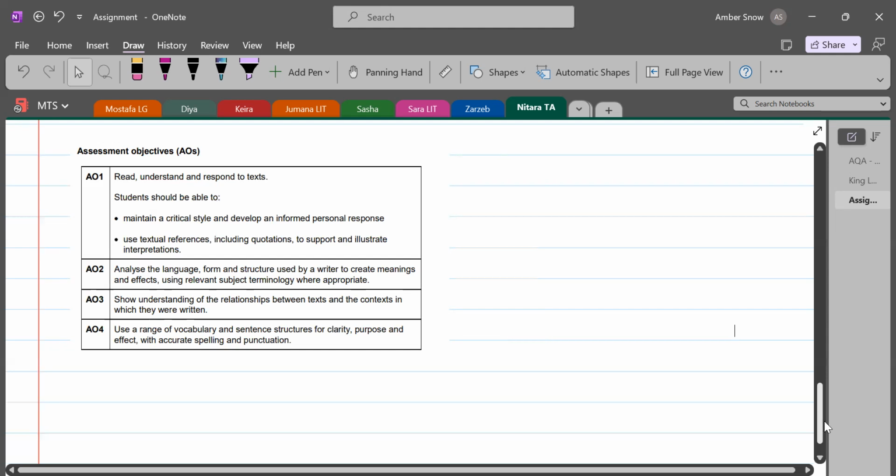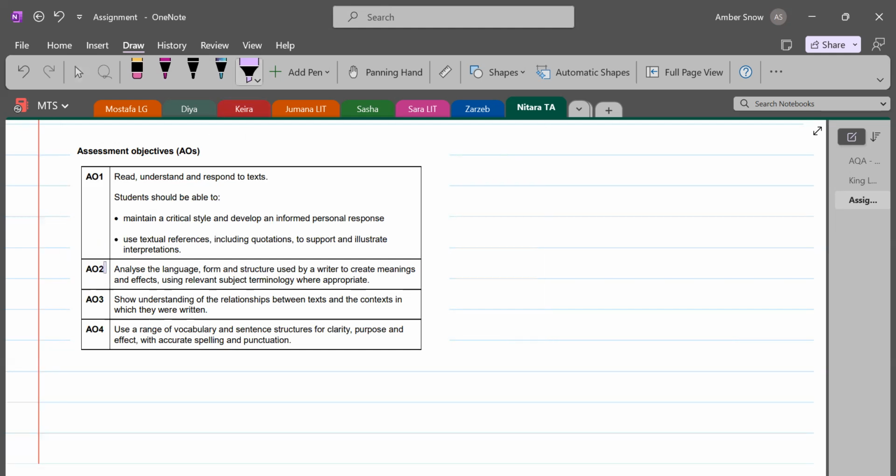Now, AO2, where you feel you're struggling, is analyzing the language, form and structure used by a writer to create meanings and effects, and using relevant subject terminology where appropriate. Where do you feel like you struggle the most? Do you struggle with identification of these techniques, languages, forms and structures, or are you able to identify them but not able to explain them?